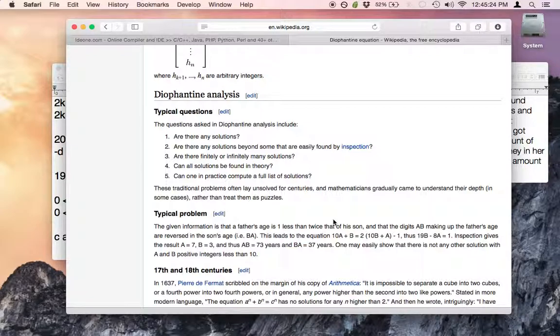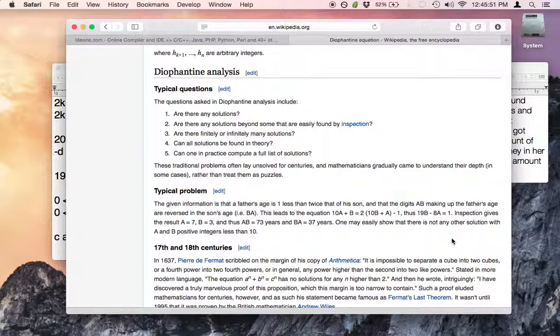And it leads to the equation 10A plus B equals 2 times 10B plus A. That's because the father's age is twice that of the son, so they're multiplying by 2 here. And of course, we're multiplying the digit in the tens place by 10. And then the father's age is 1 less than twice that of his son, so there's a minus 1 here. This can be simplified just like we did into this equation, 19B minus 8A equals 1.